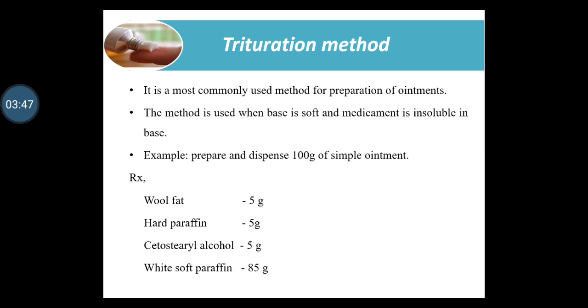First we melt the hard paraffin and cetostearyl alcohol on a water bath. To this incorporate the wool fat and white soft paraffin. Then stir until all the ingredients are melted. Examine the content for any foreign particles. Decant or strain, means you can pass it through filtration, you can do it with the help of muslin cloth. Then stir the mixture thoroughly until it is cooled down. Then pack it in an ointment jar, label it and dispense. This is a simple method of preparation of simple ointment.